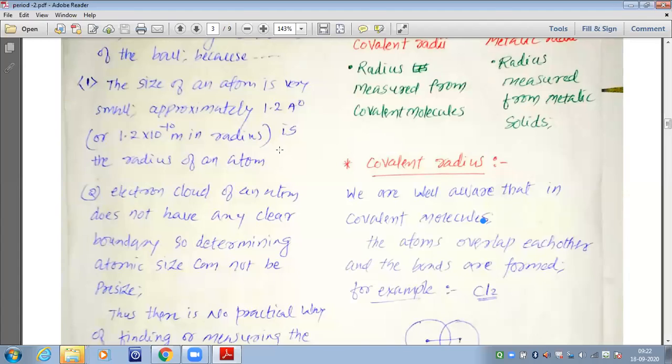Everything that we study in the quantum mechanical model mostly depends upon probabilities. So even if we try to measure the atomic radius properly, we cannot be sure by measuring it. We would have results which are only probable results. The second thing is, the electron cloud of an atom does not have any clear boundary, so determining the atomic size cannot be precise.